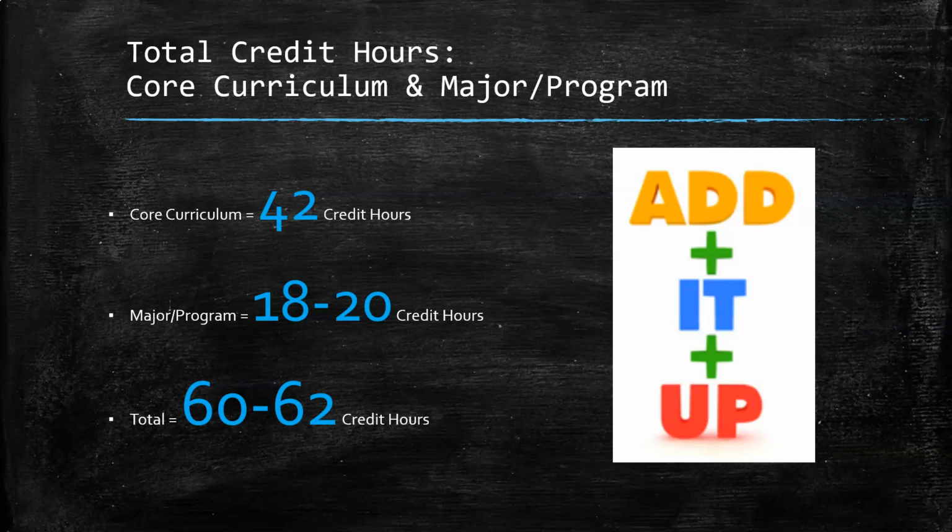Your other hours will come from your major, from your program, obviously the area that you're specializing in. Now, most STC associate's degrees are 60 credit hours, sometimes up to 62 credit hours. So your core accounts for 42. If you take 60 minus 42, that gives you the number of credit hours you're taking in your major or your program, which happens to be 18 to 20 credit hours.